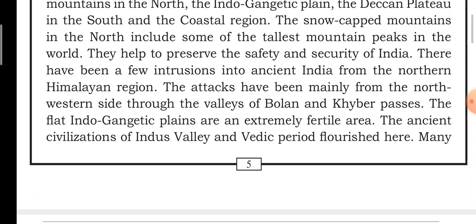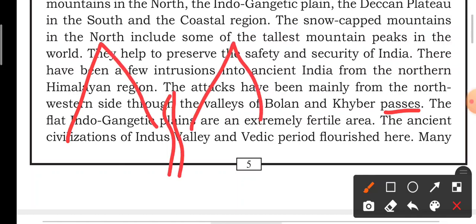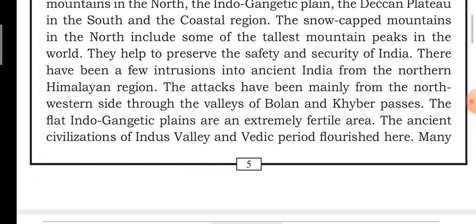So the Himalayan range acted as the guard, and the attacks on India have been mainly through the northwestern side, through the Bolan and Khyber passes. Okay, Bolan and Khyber passes. So now what is this pass? A pass is nothing but a place between two mountains. The place between two mountains is called a pass. So the attacks on India have been mainly through the Bolan and Khyber passes.